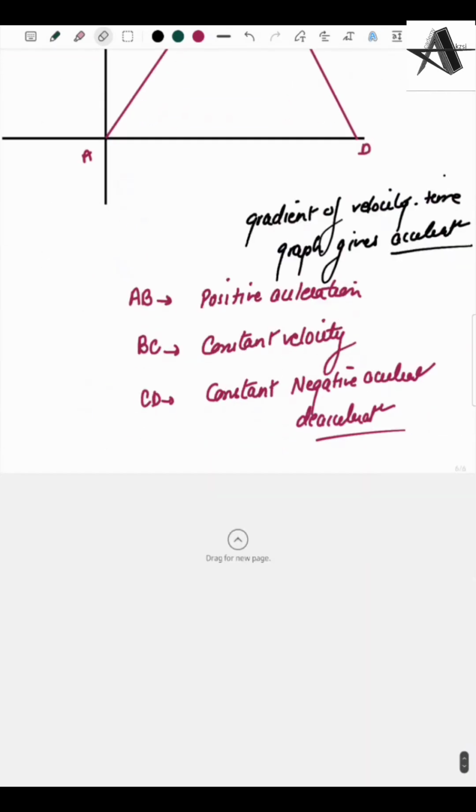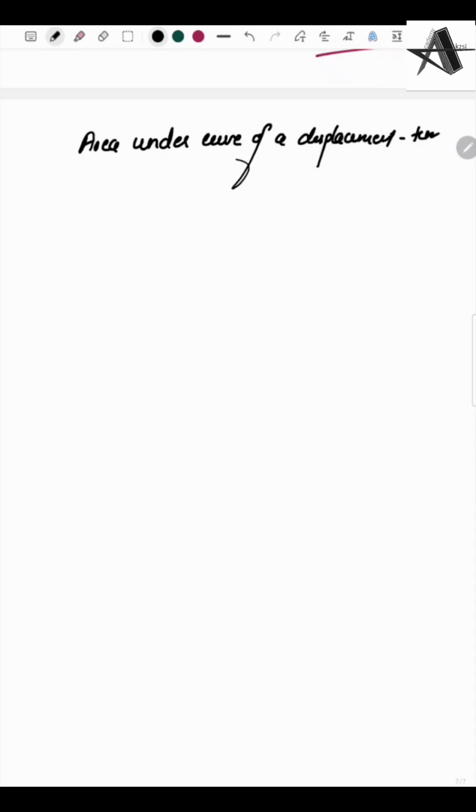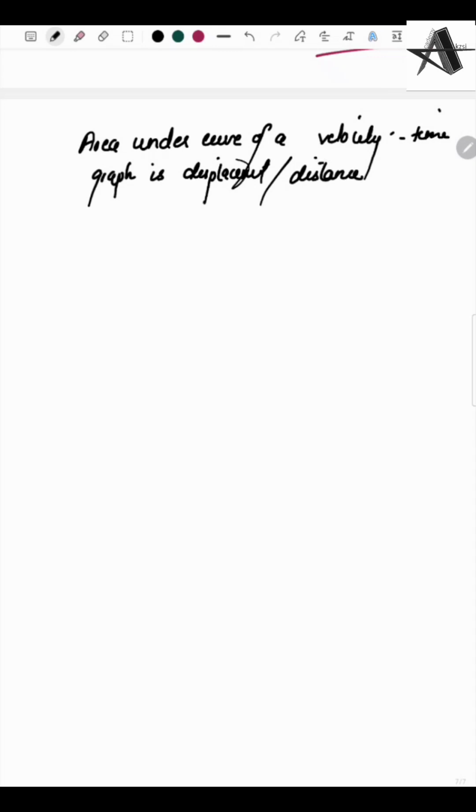Let me show you. So this is the important thing, that area under the curve of a velocity time graph is displacement, and distance, both we can calculate. Now let me show what's the difference between calculation of a displacement and calculation of a distance.